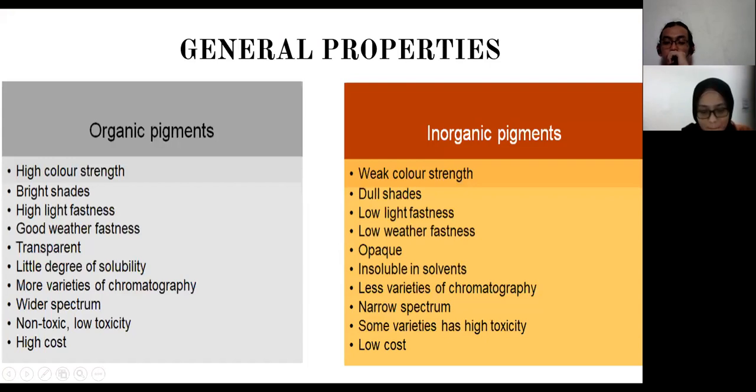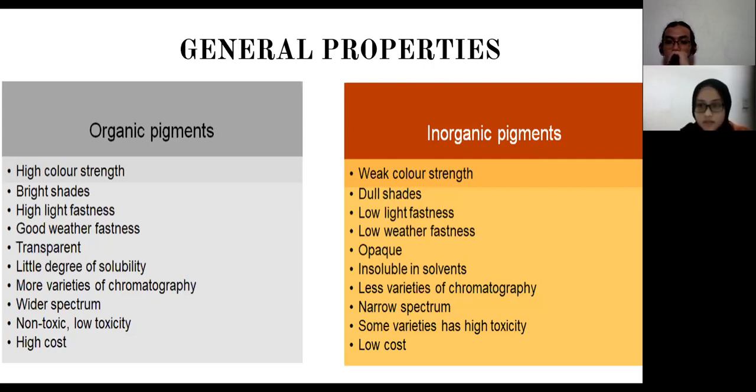Okay, for the general properties, pigments are usually divided into two parts, which are organic pigments and inorganic pigments. Organic pigments have a high color range, while inorganic pigments have a weak color range. Organic pigments have bright shades, while inorganic pigments have dull shades. Organic has high light fastness and inorganic has low light fastness. Organic pigments have good weather fastness and inorganic has low weather fastness. Organic is transparent while inorganic is opaque.